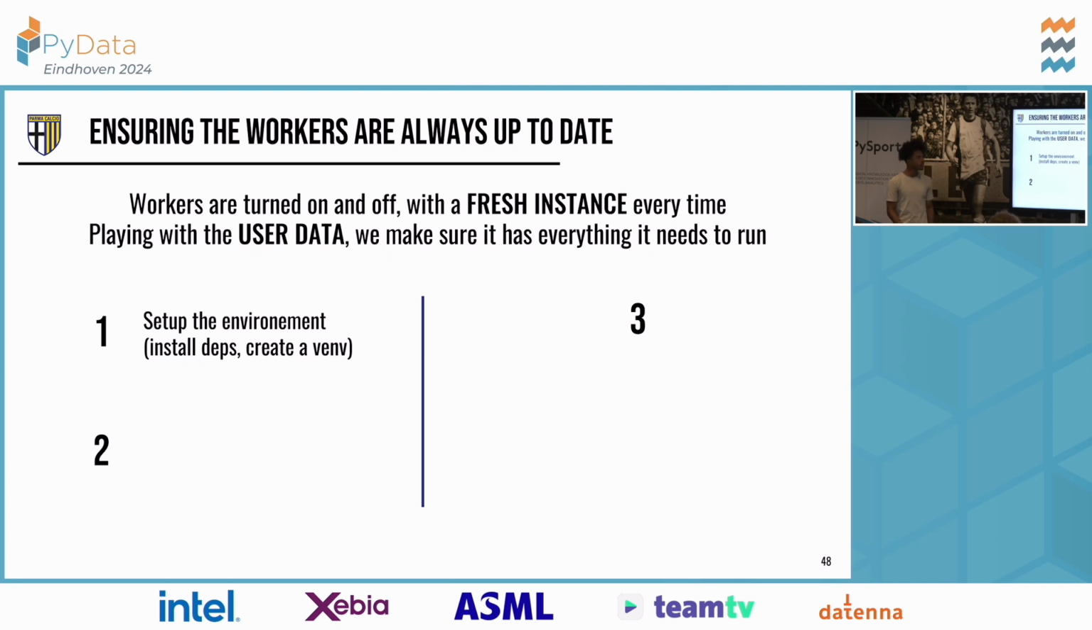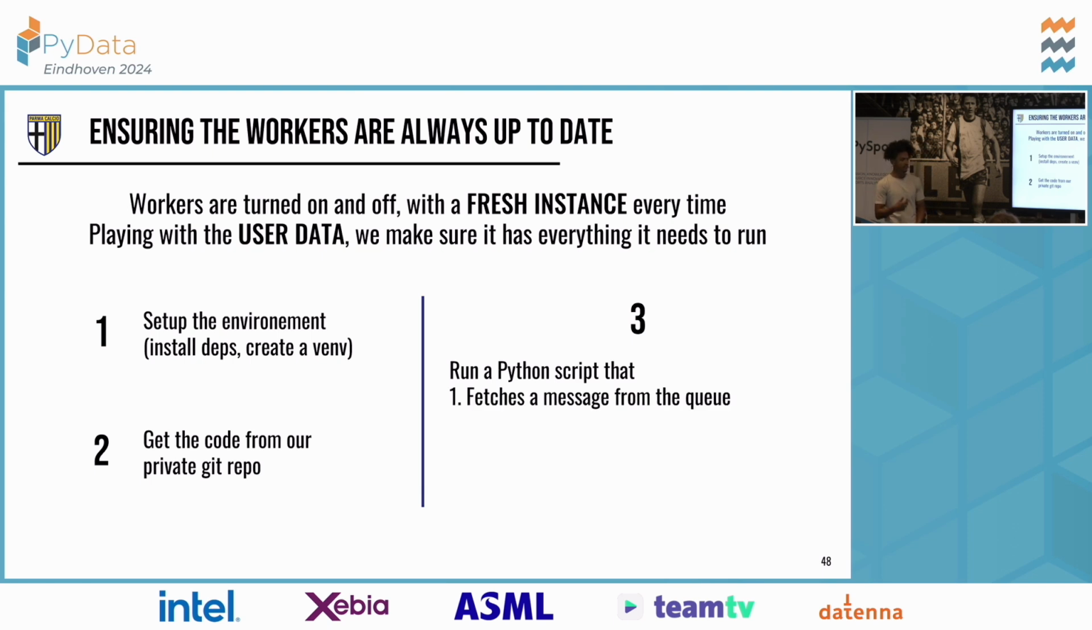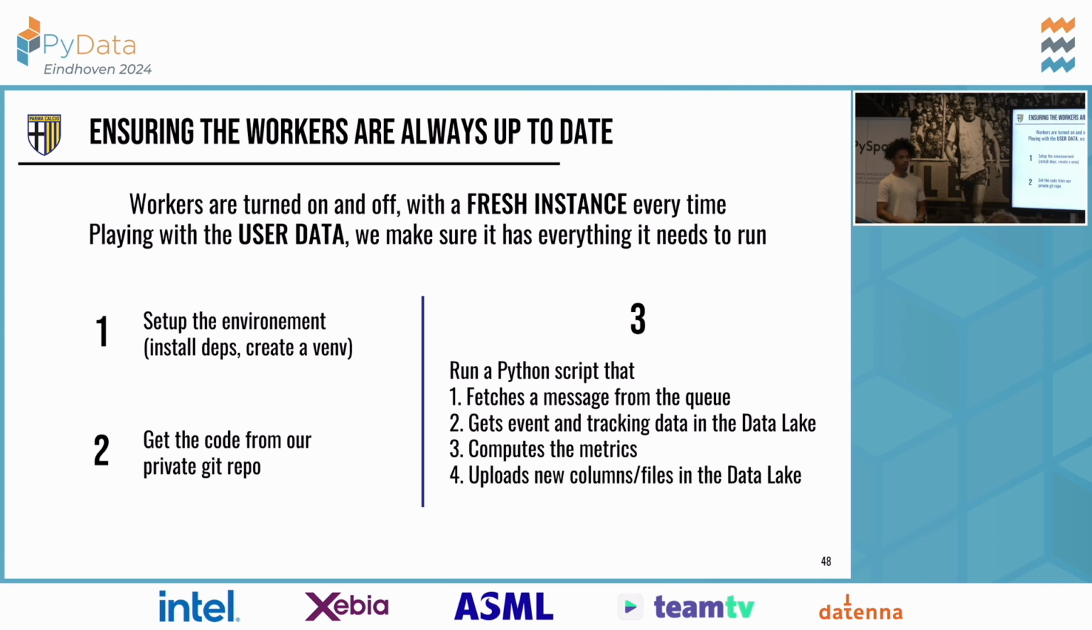We create a virtual environment. We do the pip install to install the dependencies. We do the git pull to get the code from the private Git repository. And finally, we run a Python script that fetches a message from the queue, gets event and tracking data in the data lake, computes the metrics, and then uploads the new columns in the data lake. And this process repeats until the machine is turned off. The only thing that we have to do is to add messages to the queue and to update our Git repository to have the latest version and the latest features that we want to compute.